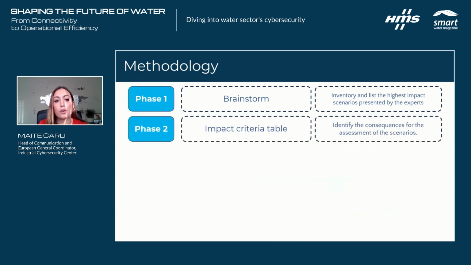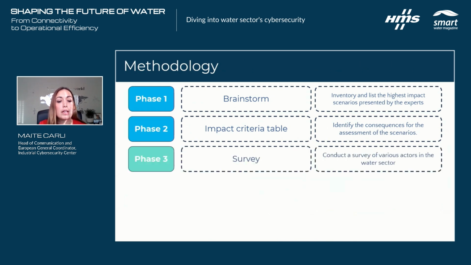Then the second phase of this study was to create an impact criteria table to identify some consequences that we can suffer in the water sector. That was crucial as well, and I'm going to show you the criteria table further on in this presentation. We also found it very important to conduct a survey with some of the companies, in order to have real visibility and compare what the experts were saying with the companies' reality. Sometimes we like to talk too much about cybersecurity and we overlook some of the aspects you have to overcome on a daily basis. So the survey was crucial to have your opinion.